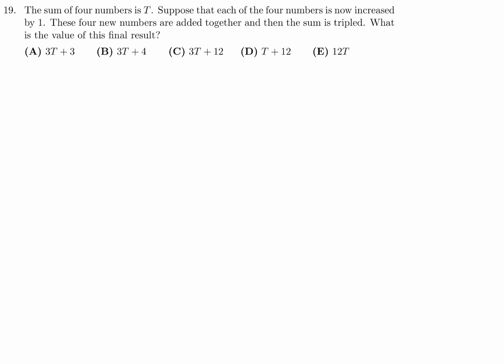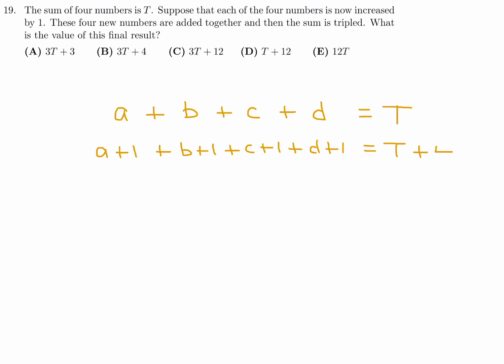So first we had 4 numbers. Let's just say they're a plus b plus c plus d, and that equals t. Then they add 1 to each of these, so it becomes a plus 1, b plus 1, c plus 1, and d plus 1. And if you do that, this is now t plus 4. And then what they're saying is they're taking this and multiplying it by 3, right? The sum is tripled. So if you do that, it becomes 3t plus 12. And that's it. So number 19, the answer is C.